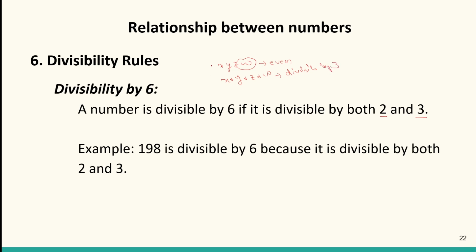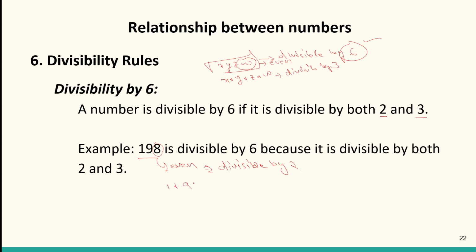Then only you can say that the whole number, this xyzw, is actually divisible by 6. So an example is 198. In terms of 198, what you can see here is the last digit is 8, that is even, so this implies divisible by 2, and you need to see the sum.